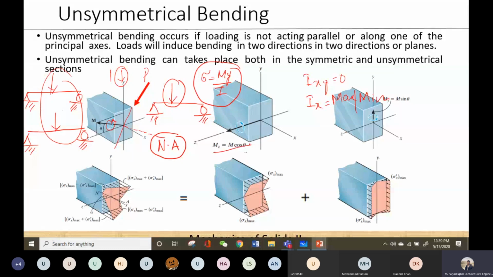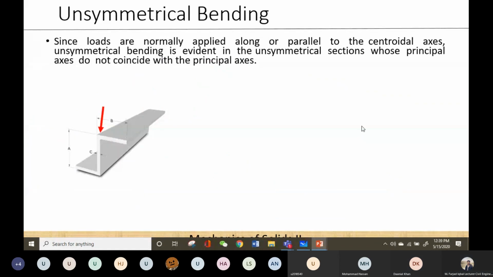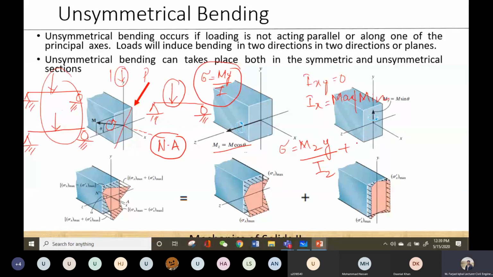So now if you have the moments around this, then I can apply this equation or the flexural formula, and I can calculate the stresses, or the stress due to loading which is not acting on the principal plane, or the unsymmetrical bending stresses.